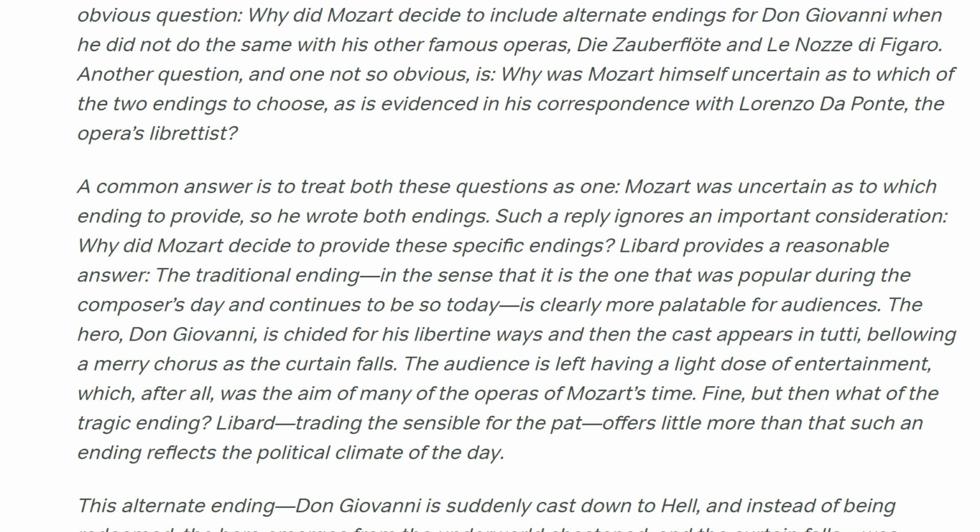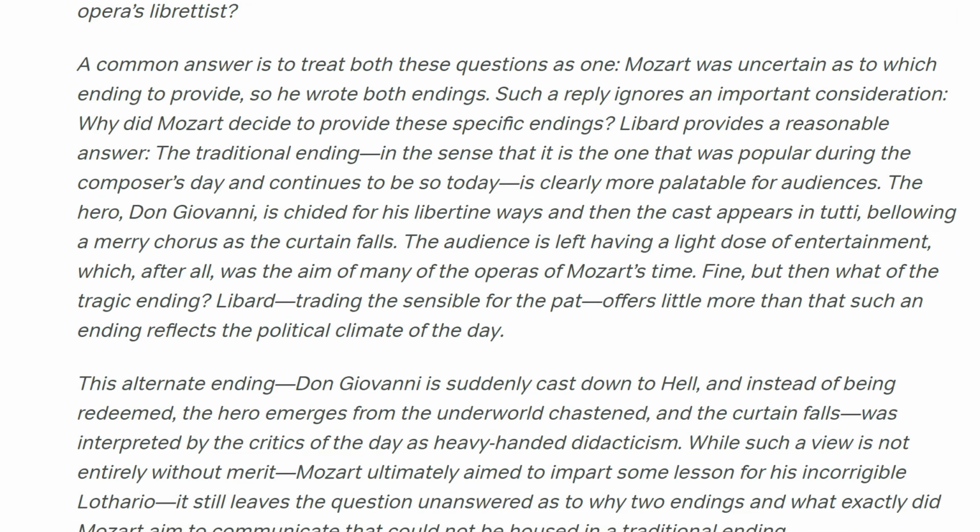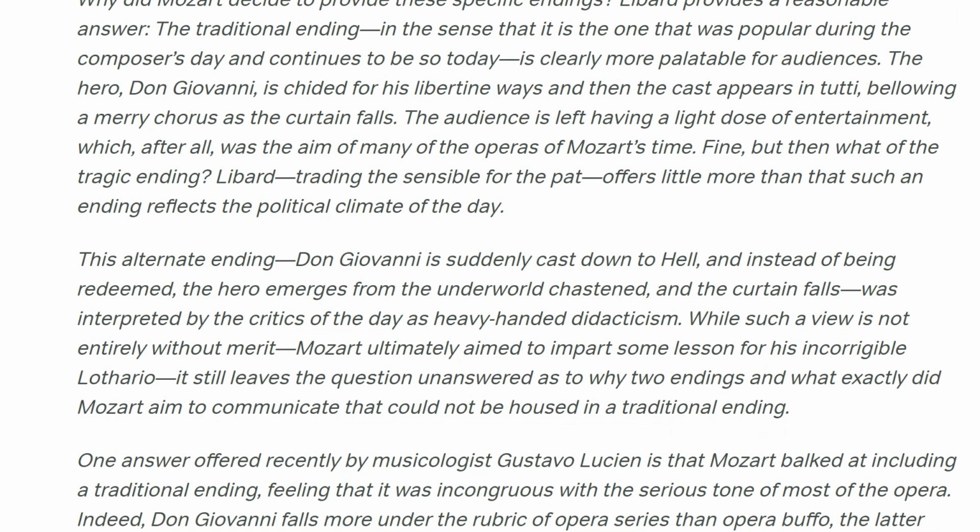So you could guess there was going to be a sad alternative ending. Leibard, trading the sensible for the pat, whatever that is, offers little more than that such an ending reflects the political climate of the day. So it seems this sadder ending reflected the tragic political climate of the day. So those are the 2 endings. This alternate ending, Don Giovanni is suddenly cast down to hell, and instead of being redeemed, the hero emerges from the underworld chastened, and the curtain falls, was interpreted by critics of the day as heavy-handed didacticism.